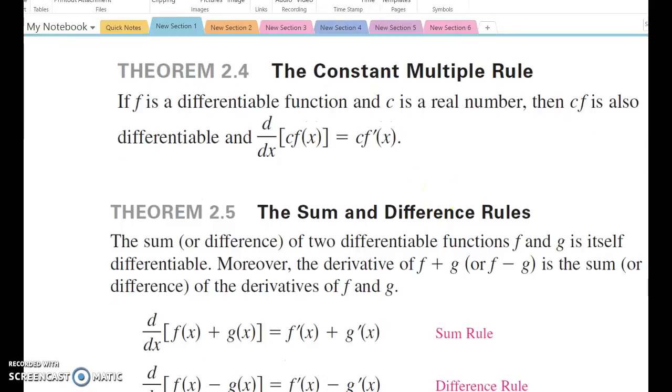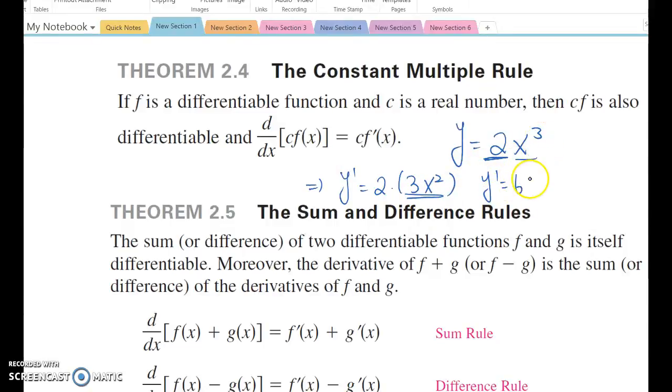Constant multiple rule. Whenever you have a function of the form c times f, such as y equal to maybe 2x cubed, then you multiply 2 and the derivative of this one here. Okay? So in this case, we can say y prime equals 2 times 3x squared. This is the derivative of this one. So y prime becomes 6x squared like that. Okay, that's what this means.